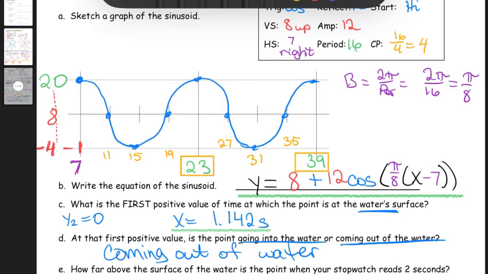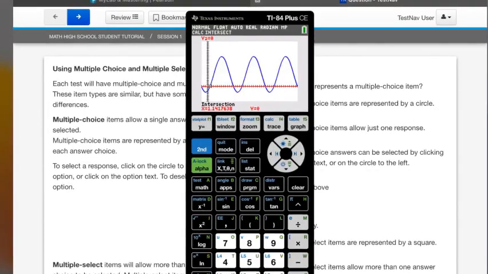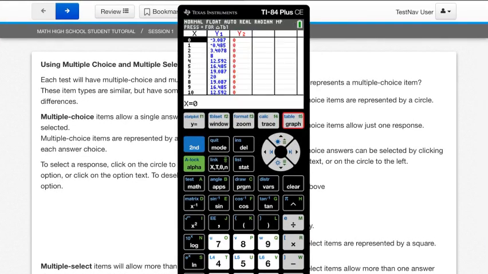Okay. Now, E, how far above the surface of the water is the point when the stopwatch reads 2 seconds? Seconds is a time. That is our x. So x equals 2. I would go to the table. We already have the equation in y equals. I would go to the table, second graph, where x is 2. Go to that y value.